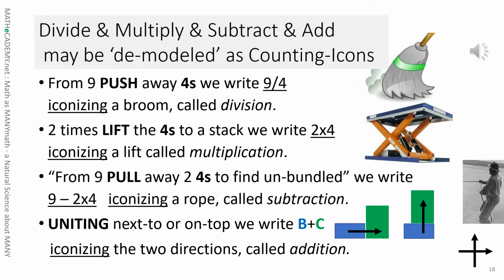From 9, push away 4s, we write 9 over 4, iconizing a broom, called division. 2 times lift the 4s to a stack, we write 2 cross 4, iconizing a lift, called multiplication. From 9, pull away 2 4s to find unbundled, we write 9, pull away 2 times 4, iconizing a rope, called subtraction. Uniting next to, or on top, we write B plus C, iconizing the 2 directions, called addition.